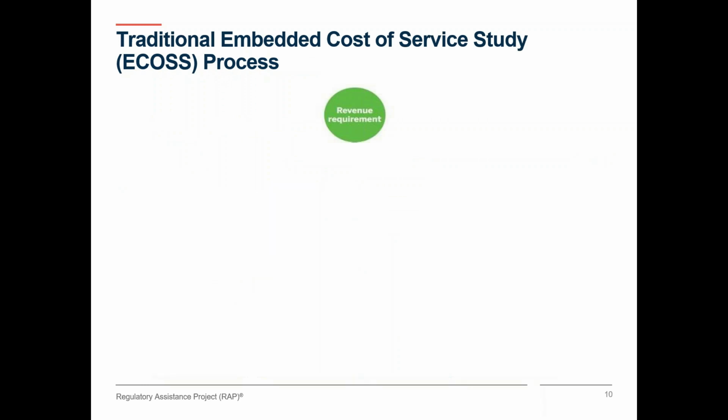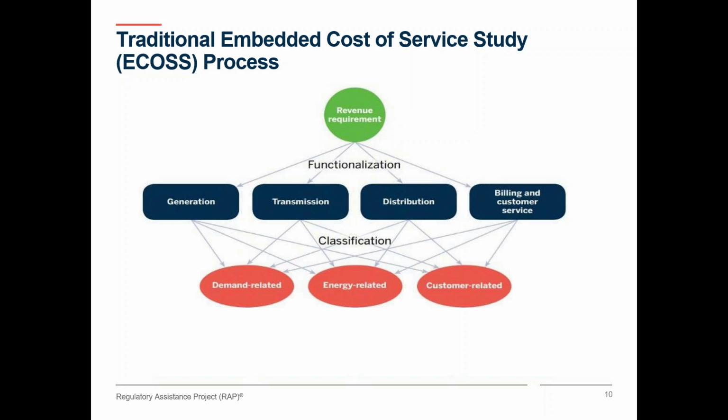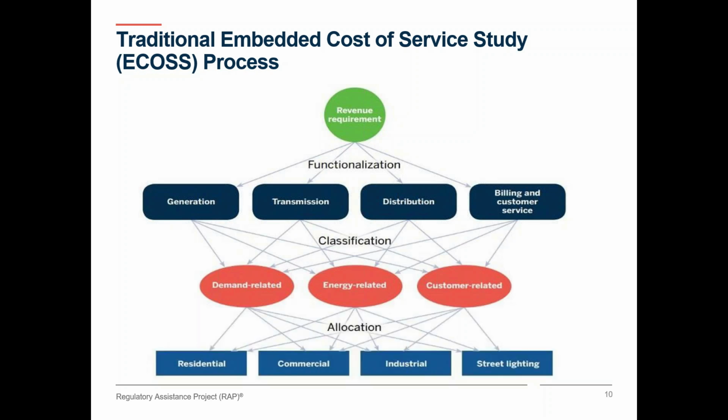There are two primary types of cost allocation study: embedded cost of service studies, or ECOSS, and marginal cost of service studies, MCOSS. This webinar focuses on the more common ECOSS. In a traditional embedded cost study, the analysis starts with the revenue requirement. The first step is the functionalization of costs, deciding whether each cost category is associated with generation, transmission, distribution, or something else. The traditional second step is classification, determining if these costs are demand-related, energy-related, or customer-related. The final step is allocation among the classes based on different usage and customer metrics. We'll also discuss a more modern framework later today.